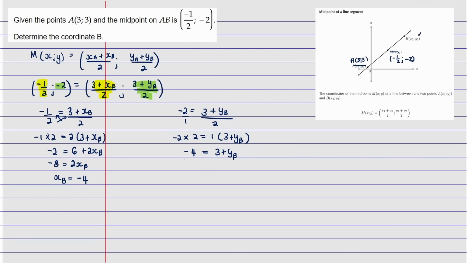Take the 3 to the other side. So it's going to be negative 4 minus 3, which gives us negative 7. So negative 7 is equal to YB. Therefore, we know that YB is equal to negative 7, right? So the coordinate of B is made out of XB and YB, meaning the coordinate of B is (negative 4, negative 7). So that's how you would solve this question.